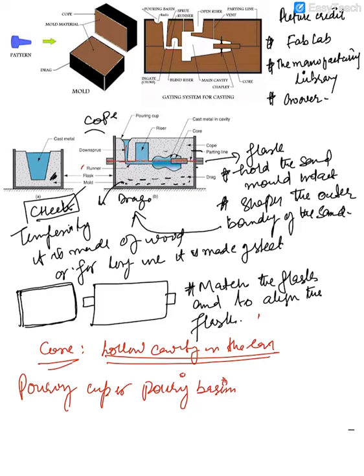The parting line divides the flask into two parts, and it also divides this pattern or this mold cavity into two parts, the upper part and the lower part. It is called the parting line. It is through the parting line that this passage makes a way for molten material to enter the mold cavity.